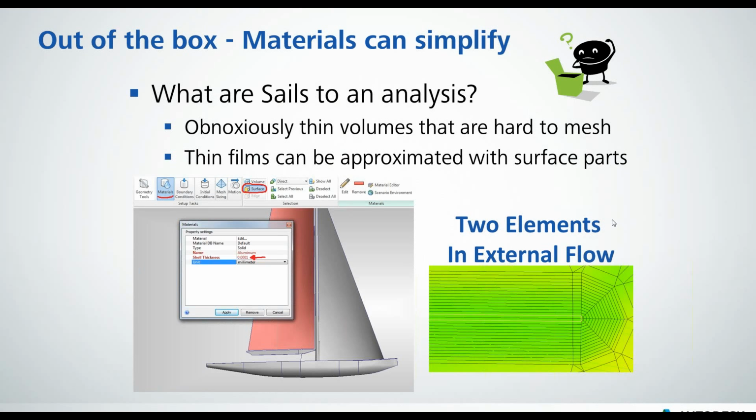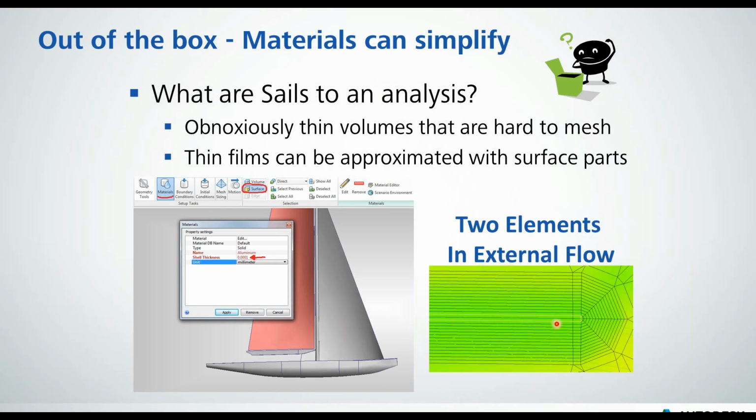So as far as the out-of-the-box and selecting materials, when we think about the sails in an analysis, we're talking a 12-meter yacht. How thick are those sails? Really, they're obnoxiously thin volumes, very shapely, that are hard to mesh. Well, what can we do with those? We can make them a surface part. Make the sail by selecting the surface and applying some kind of solid material to it, and this greatly simplifies how the mesh looks.